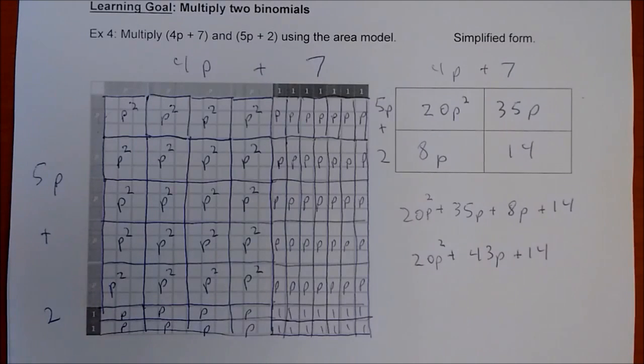Here's example 4, where we multiplied 4p plus 7 and 5p plus 2. And go ahead and check it yourself using p equals 1 with your neighbor.